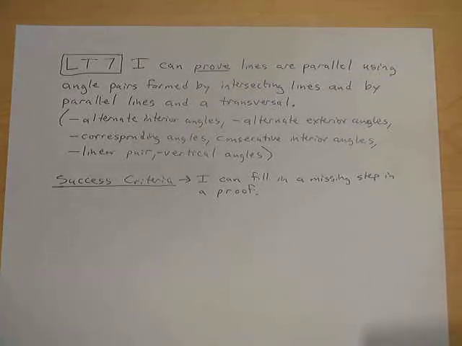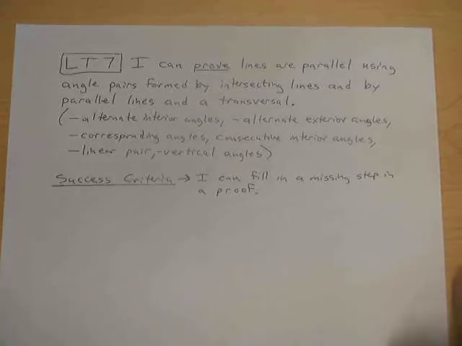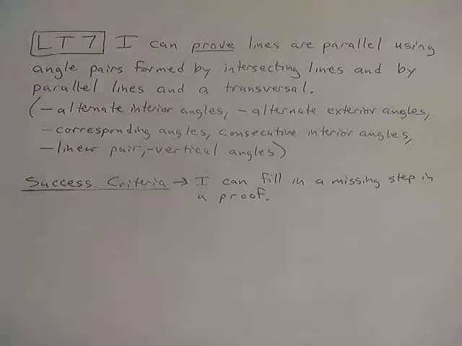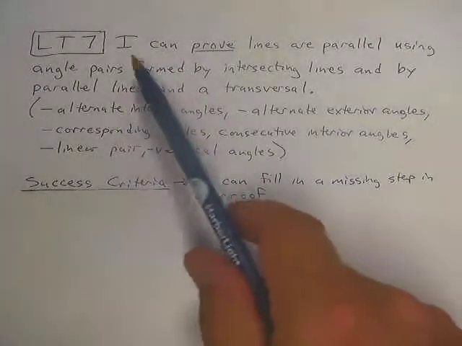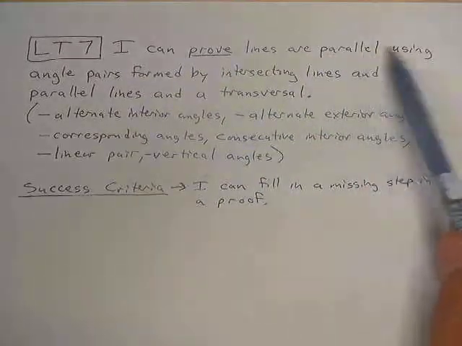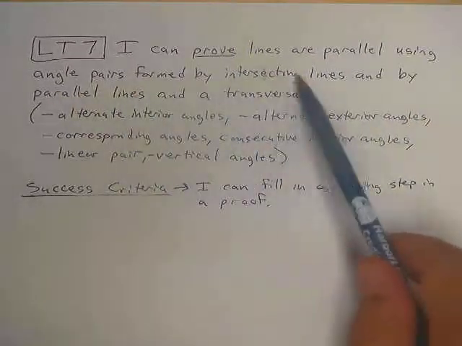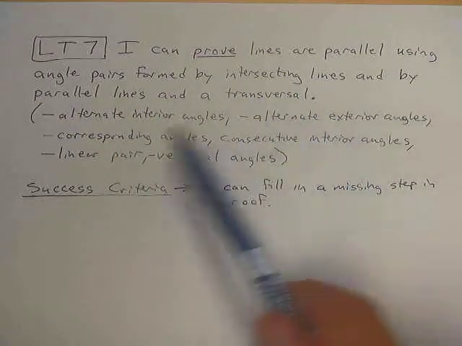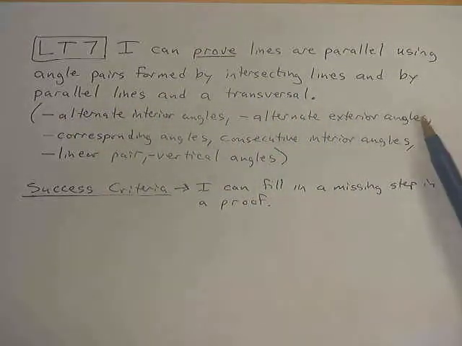This is the last learning target in Unit 1. So pretty soon you're going to be having our last quiz and first test of the year. If you look at learning target 7, it says, I can prove lines are parallel using angle pairs formed by intersecting lines and by parallel lines and a transversal. And it gives a bunch of different things here.